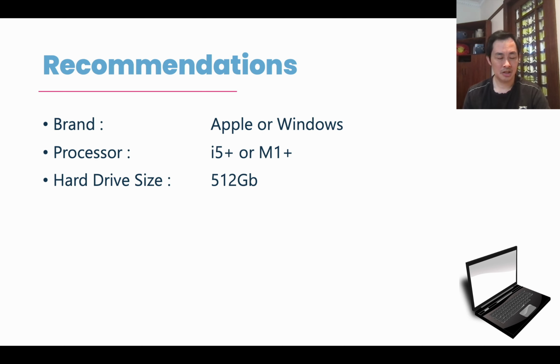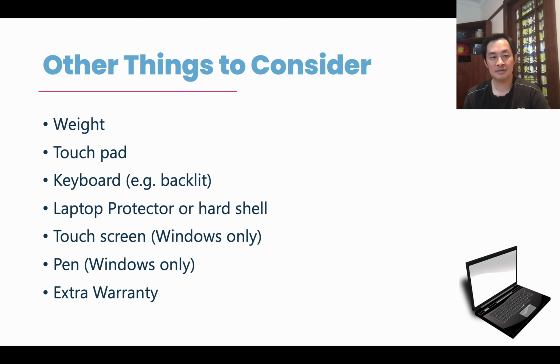So here's my recommendations on the 3 steps. Brand, remember, personal choice, Apple or Windows, there is no winner. It all depends on what your choice is. Processor, i5 or better, or M1 or better. Now, did you know that the older Apples do come in the Intel as well? So still in that case, it's still an i5 or better. And the hard drive size, doesn't matter if you're Windows or Apple, 512 gig, if you can afford it, is a good way to start.